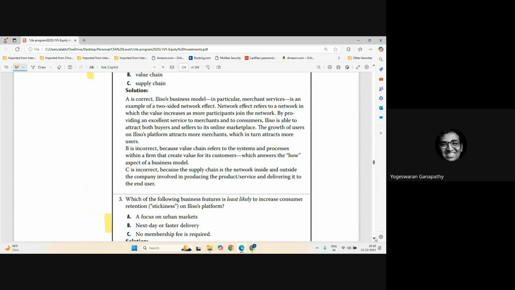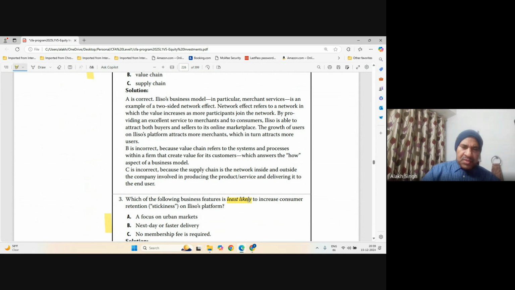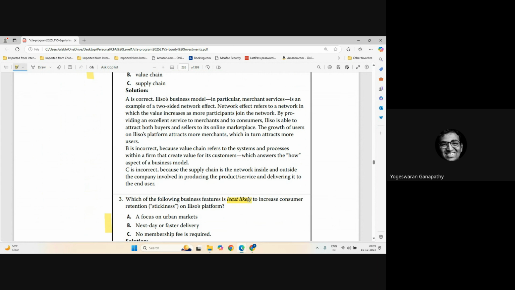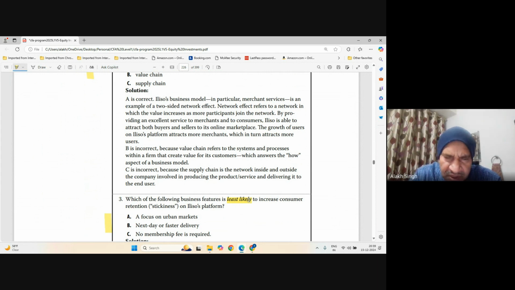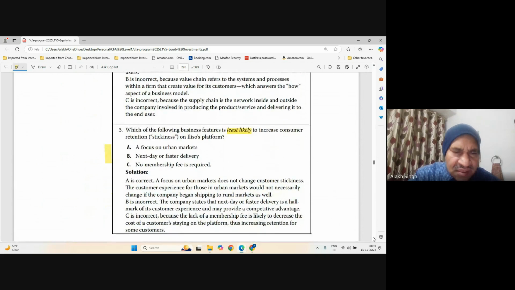Which of the following business features is least likely to increase consumer retention or stickiness in the platform? Focus on urban markets, next-day or faster delivery, no membership fee is required. So the question is least likely, meaning which is not helping. Faster delivery would help them. Membership fee, so that would increase. Yeah, it will increase. So it is not least likely, it is most likely. If it doesn't charge membership, more members will come. Sir, then A, focus on urban markets, it is least likely. Yes, A is the correct answer.